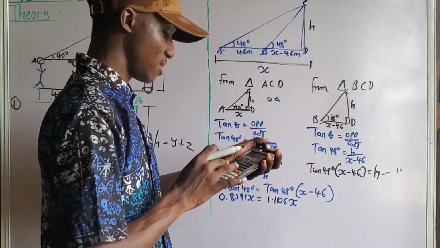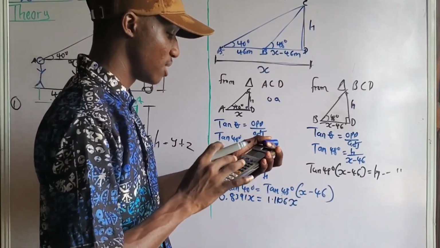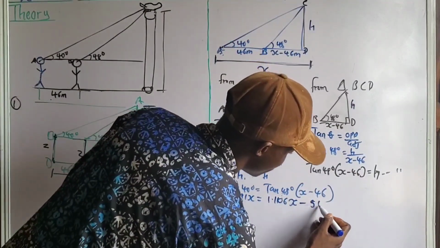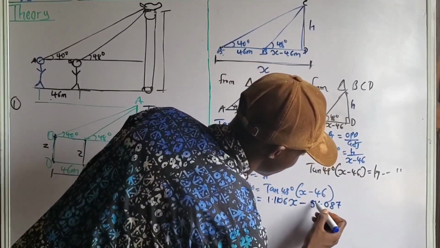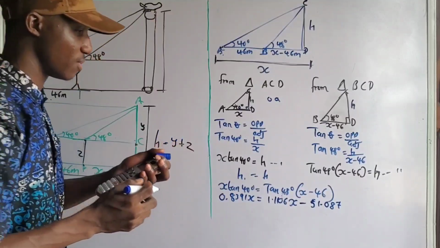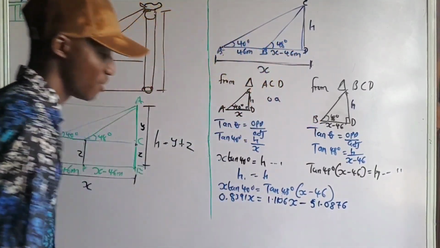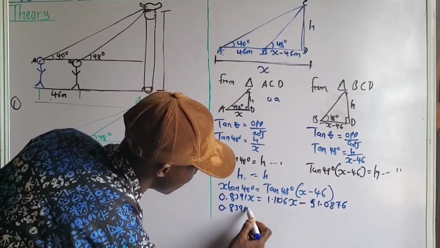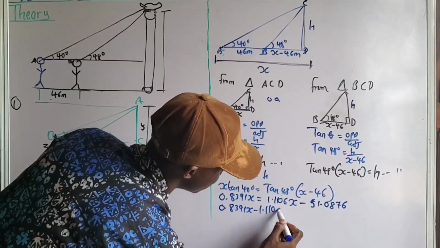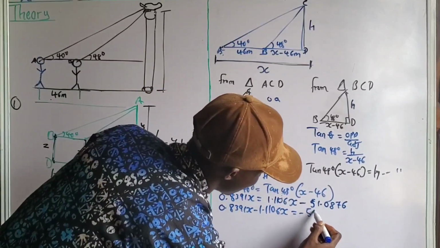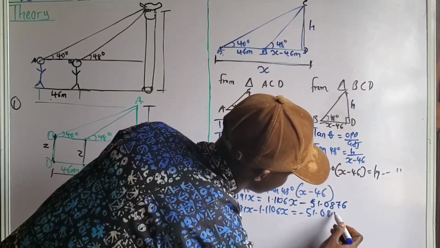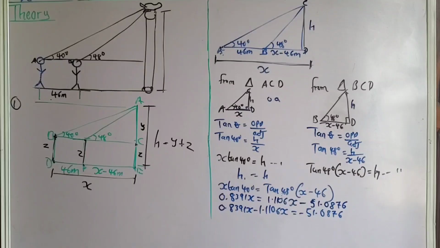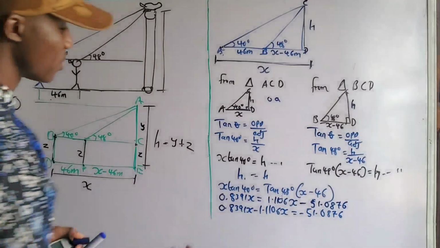1.1106 times minus 46. That will give us 51.087. 51.0876. Okay. Now we can collect like terms. So I'm going to have 0.8391x minus 1.1106x equals minus 51.0876. Okay. Now take the difference between this and this.